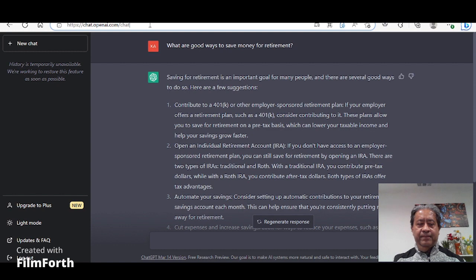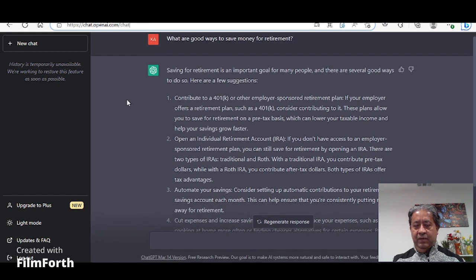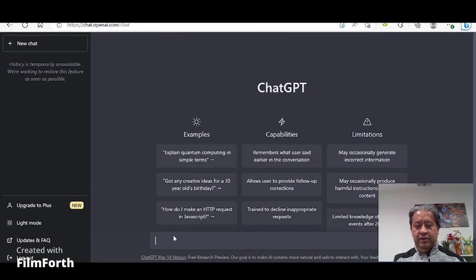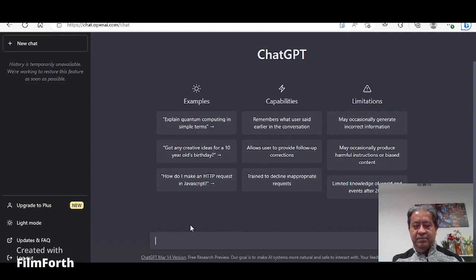So once you go there, if I go there, it will take me to this prompt here. What ChatGPT can do, there are examples. It will tell you it can explain quantum computing, or for example give creative ideas for a 10-year-old's birthday, or how to make HTTP requests, some kind of JavaScript code. All kinds of questions you can ask ChatGPT. And what are some capabilities of ChatGPT, and what are some of the limitations?